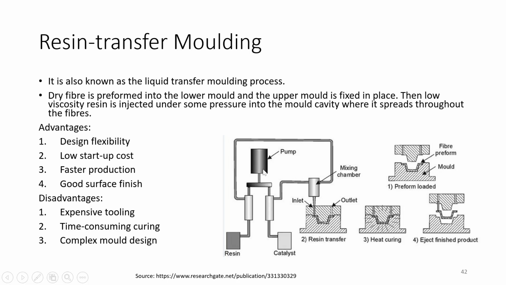Here, with the help of a pump, resin and catalyst are mixed and provided to this mold. There is an inlet after mixing in the chamber, and an outlet is provided. So it will be filled in this. There will already be the presence of this fiber preform. Then it is mixed with the resin and then there is heating. So curing will be taking place and then ejection will be for the finished product.